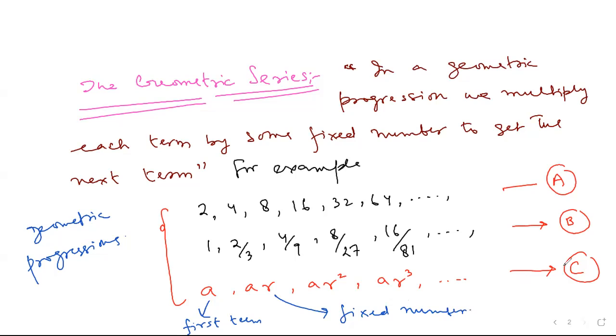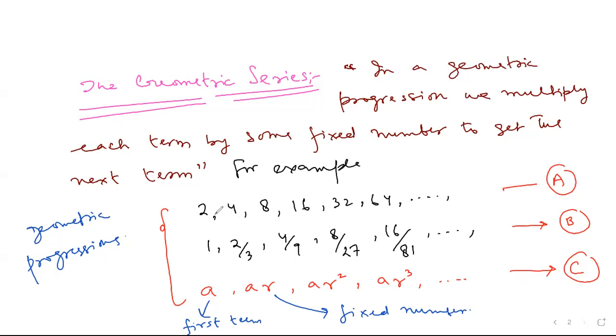So you can see in general form of the geometric progression, which is written in C, we multiply first term by R, we get the second term AR. Then we multiply R to second term, to get the third term, that's AR squared. We multiply third term with R, we get the fourth term AR cubed.